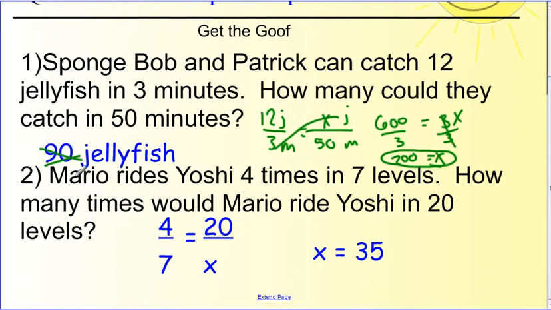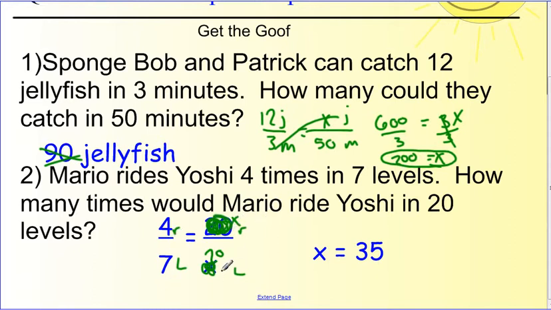Number 2. Mario rides Yoshi 4 times in 7 levels. Or maybe 4 rides. I like that label better. 4 rides in 7 levels. So rides, levels. How many times would Mario ride Yoshi in 20 levels? Oopsie. This is 20 levels, not 20 rides. So the 20 levels should be here. And we do not know how many rides, so that's our variable.